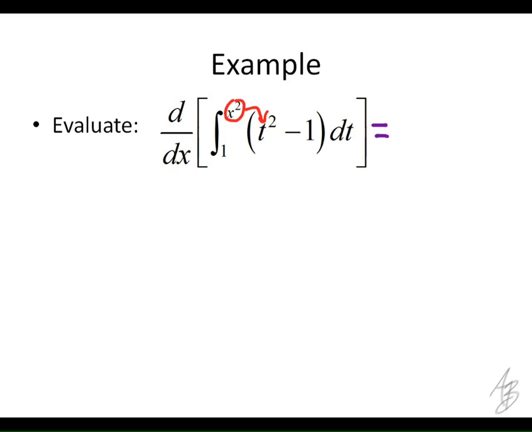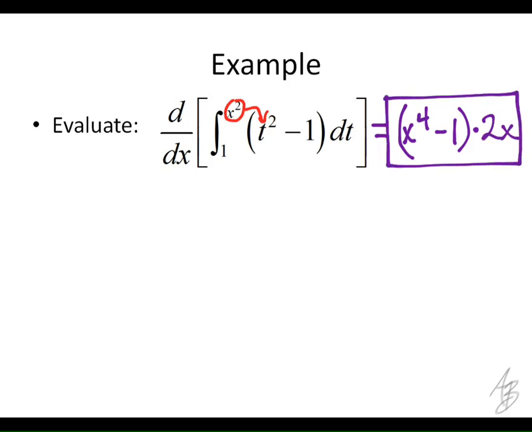So let's go ahead and do that. What do we get when we do that? We get x to the fourth minus 1. Now the chain rule part of it, we're going to do the chain rule of the upper limit. The upper limit is going to be our baby here. So we're going to multiply by the derivative of the baby, which is 2x. And hey, look at that. We got the same answer.